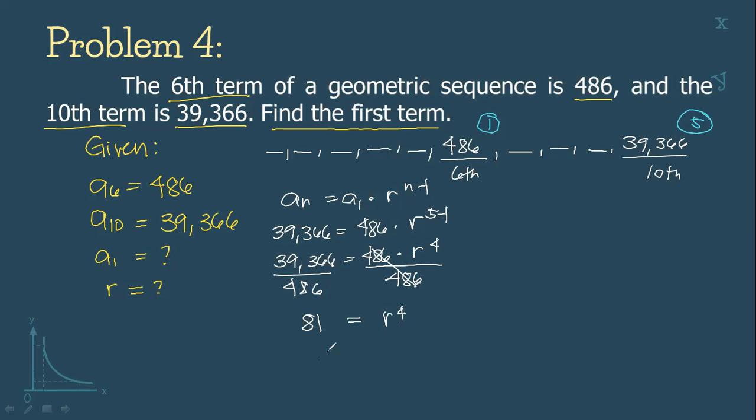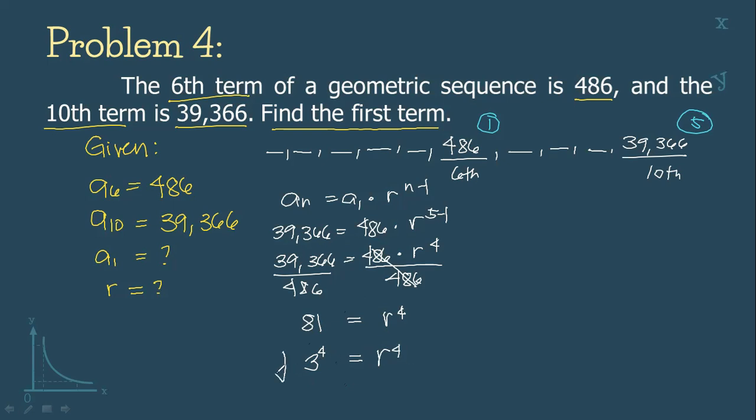Alam natin that 81 is actually equal to 3 raised to 4, right? Why? Because, wait lang, let me rearrange that because it looks like 34. So sabi natin 81 is equal to 3 raised to 4, because 3 times 3 is 9, times 3 is 27, 27 times 3 is 81, is equal to r raised to 4. So alam natin na both sila raised to 4.